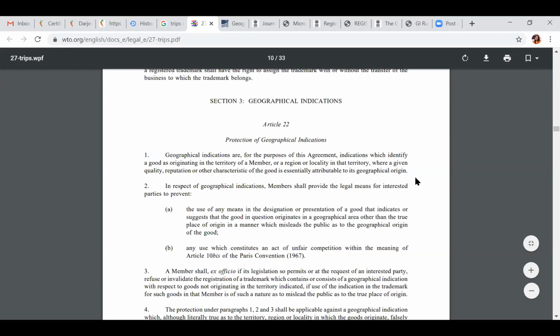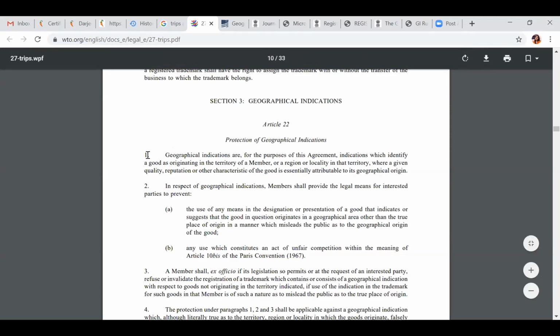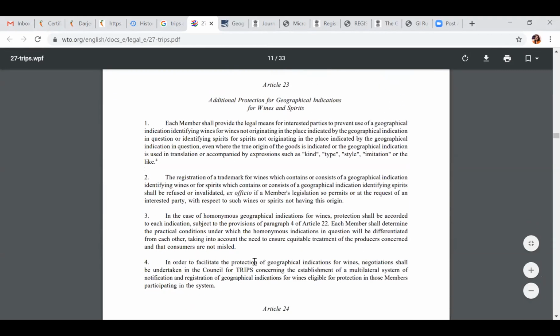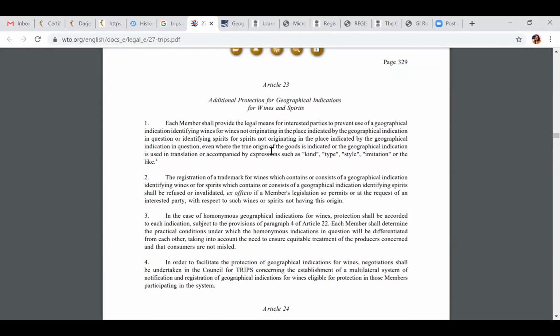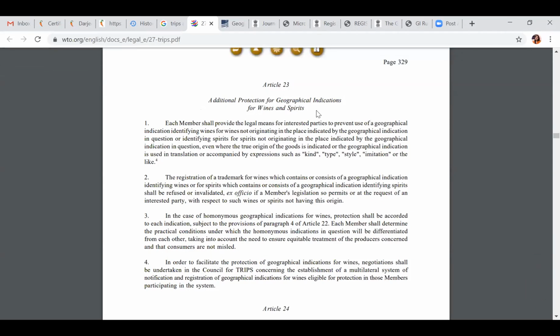The definition of GI that we discussed in the last online lecture comes from Article 22.1 of the TRIPS Agreement. Now, what I want you to understand right now is this particular controversial article of the TRIPS Agreement, Article 23, which provides only for additional protection for GIs for wines and spirits. And this is why I'm saying this is one of the most controversial provisions of the TRIPS Agreement pertaining to GIs, because you can see that this provision is biased to two products, that is wines and spirits, and this was entirely to pacify the European countries.